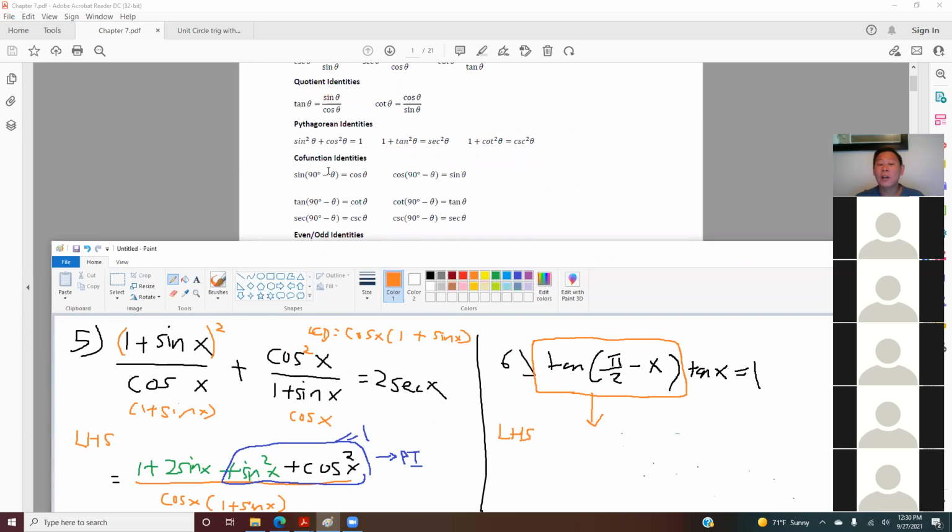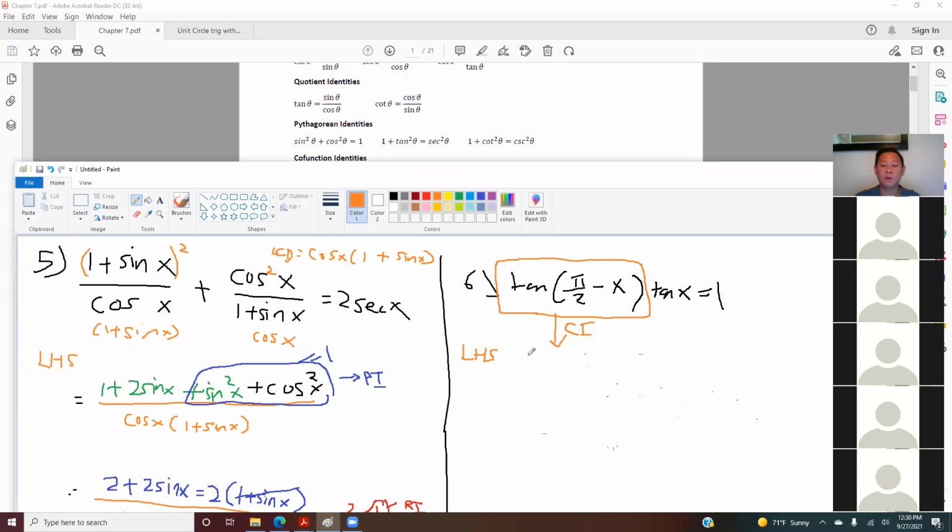Yes, this is the cofunction. So every time you see pi over 2 minus x or 90 degrees minus x, it is a cofunction. And which cofunction are we using here? It's going to be this one, right? Because again, 90 degrees is pi over 2. So what is tangent pi over 2 minus x? That is going to be cotangent x. So this fellow will be the same as cotangent x.